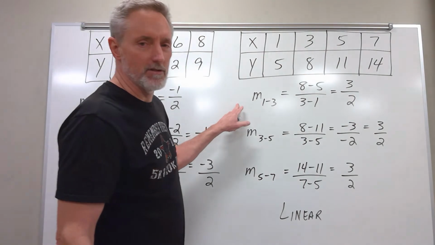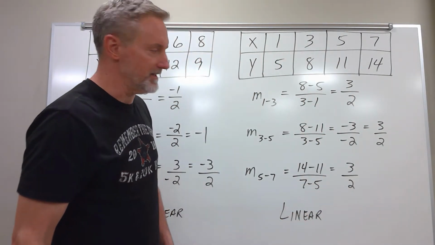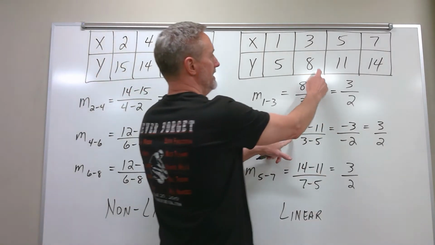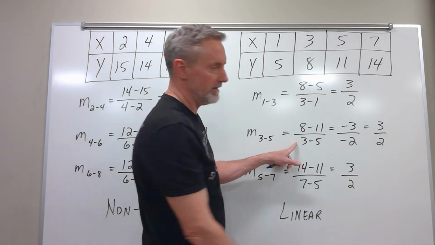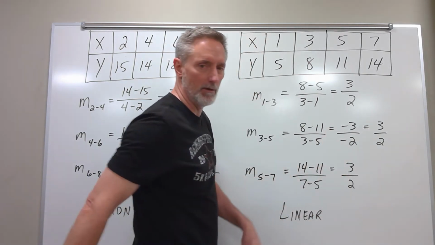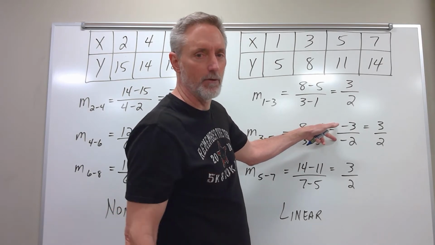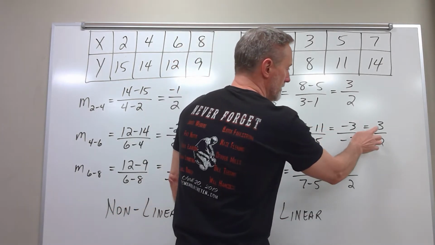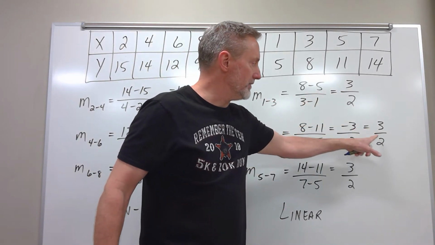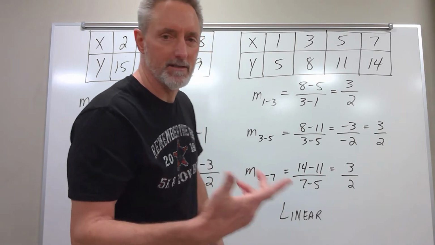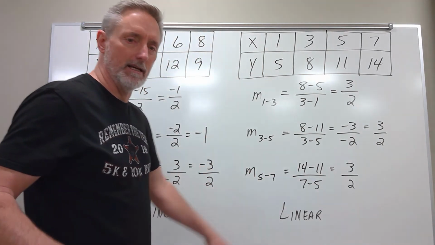Over here, this one worked out just fine, and you guys can check the math. It works out to 3 over 2 every single time. I did this one backwards. All right, I did 8 minus 11 over 3 minus 5. It's kind of a harder way to do it because you wind up with a negative on top and a negative on bottom. Just make sure you pop that in your calculator, and it'll straighten out the signs for you. Negative divided by negative is a positive. So this goes up 3 over 2, up 3 over 2, up 3 over 2. It always goes up 3 over 2. That qualifies it as a line, linear.